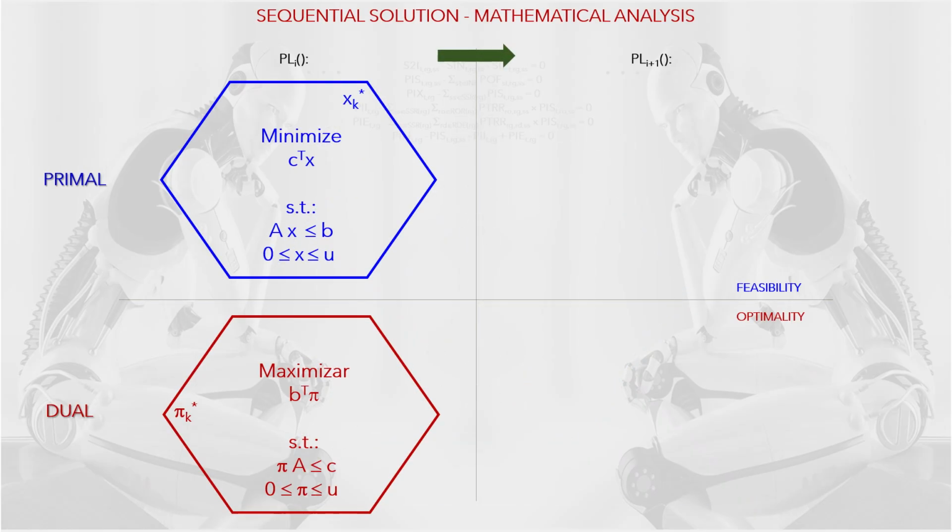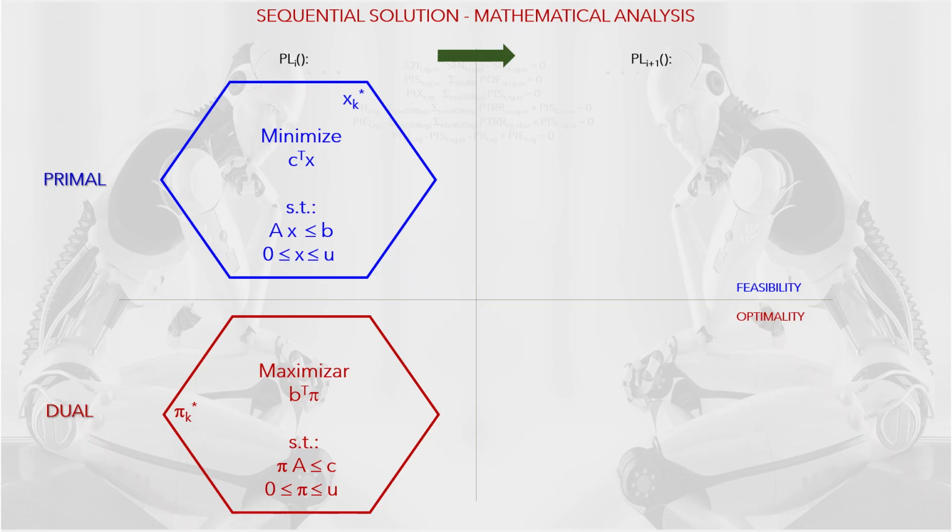The subscript i indicates the sequence of the problem PLi to which the problem PLi+1 follows. The vectorial variable xk is the primal optimal solution, and pi k the dual optimal solution. The analysis is based on determining how the feasibility zone of the original problem changes, depending on the change of a component of one of the dynamic vectors. The matrix formulation of the problems, primal, blue, and dual, red, is presented.